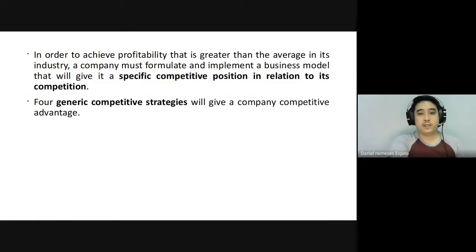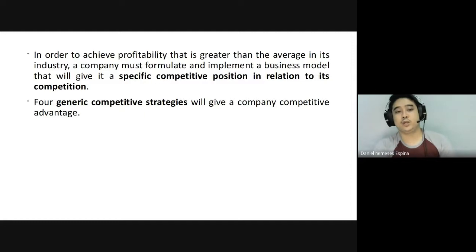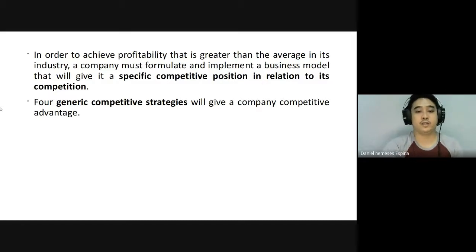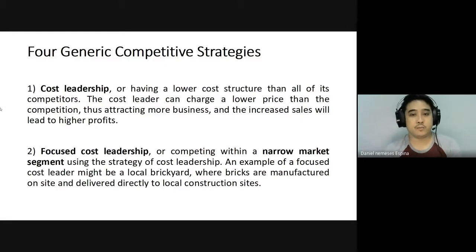So in order to achieve profitability that's greater than the average in the industry, the company must formulate and implement a business model that is very specific, that has a specific competitive position in relation to its competition. So the following generic competitive strategies will give the company a competitive advantage. We have already discussed the competitive advantage. It's actually your edge over other competitors. So these are the generic competitive strategies that a business can pursue.